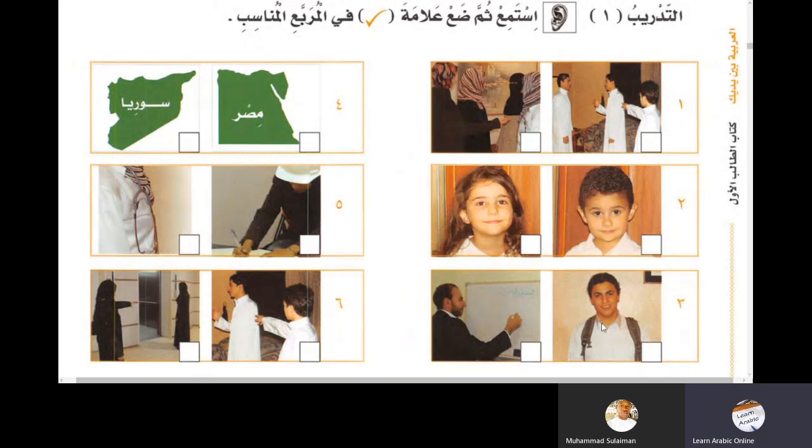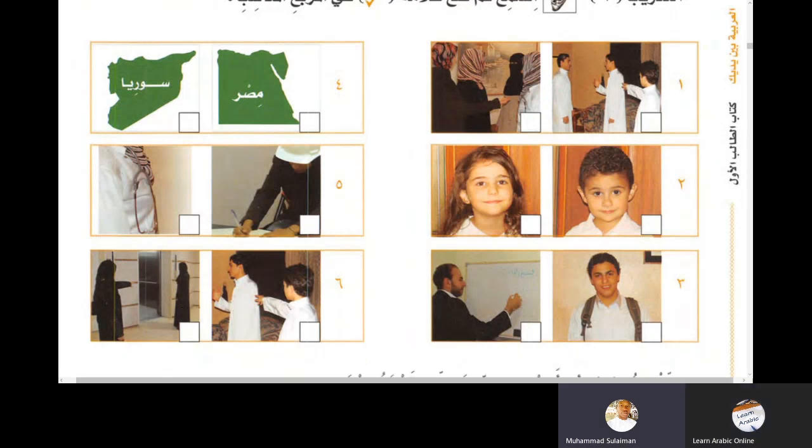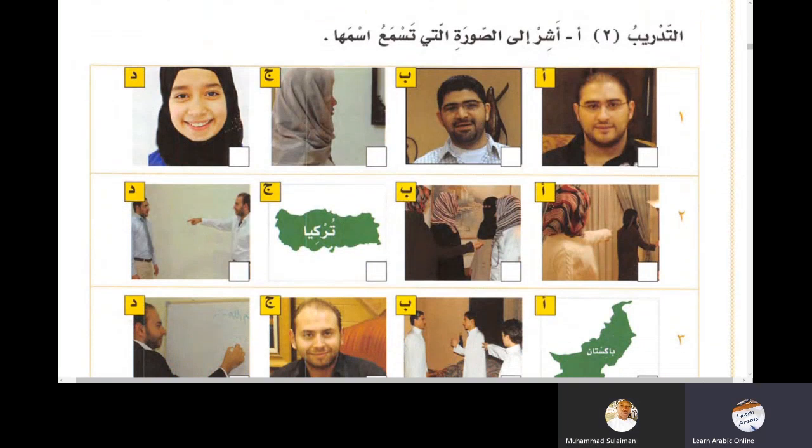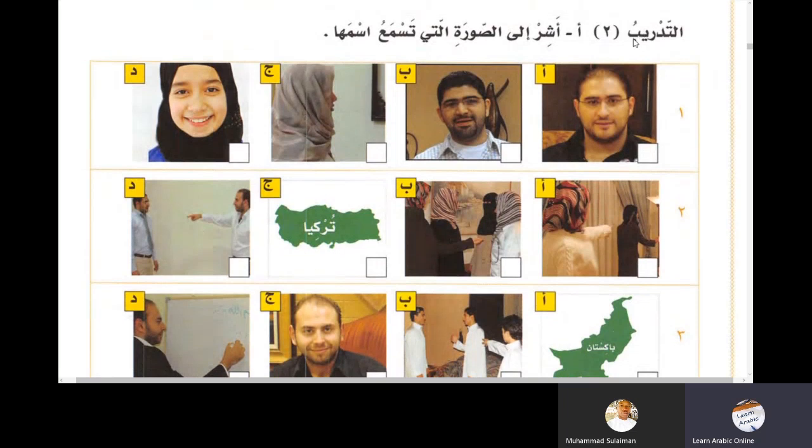Okay, we were here on the third picture. Mudarris. As-Suratul Ula. This is Mudarris. As-Suratul Saniya. Okay. Tabiba. As-Suratul Saniya. Okay. Read the question.